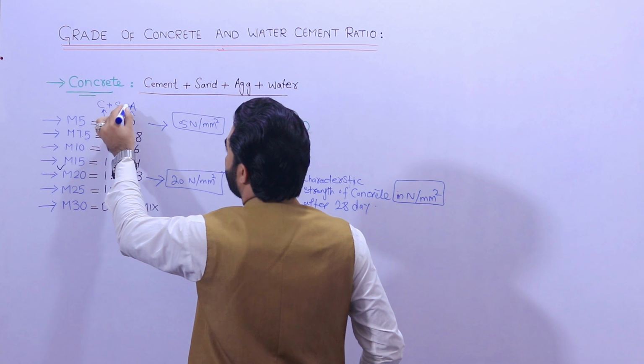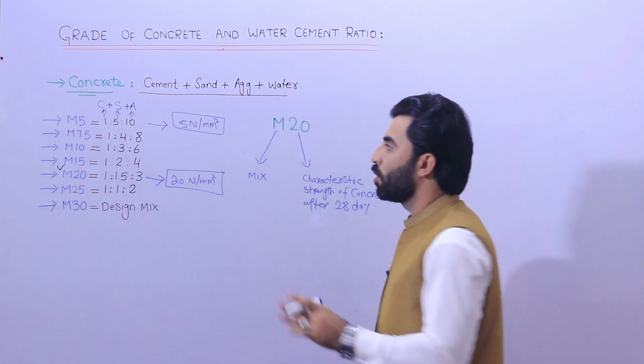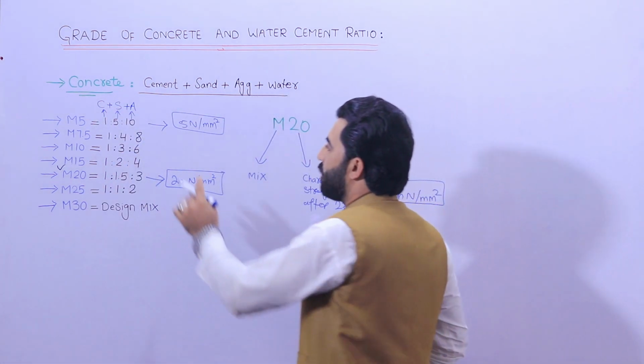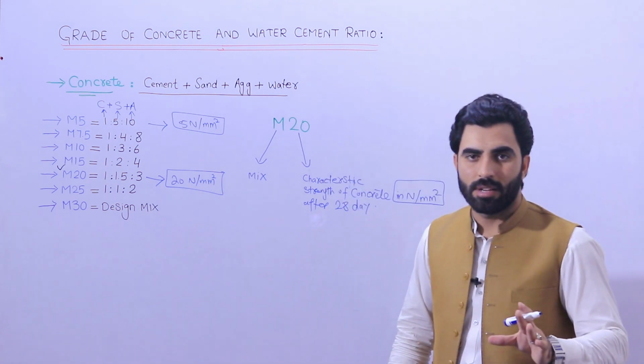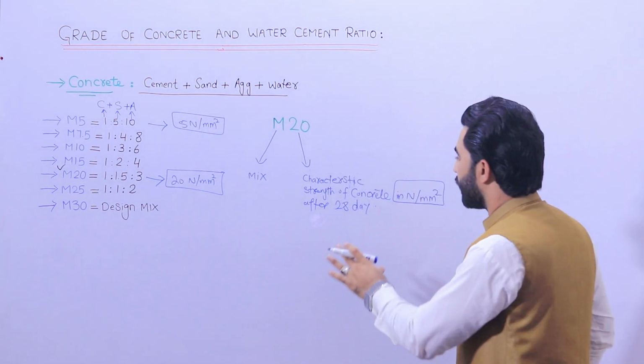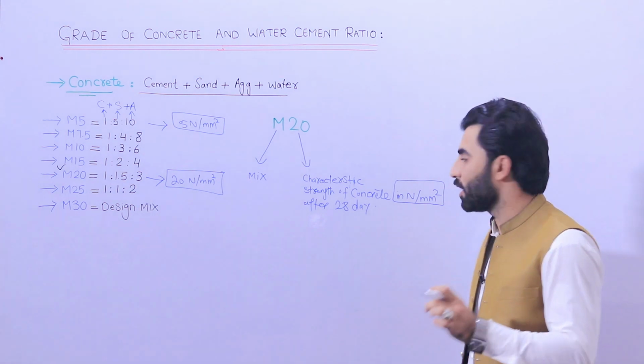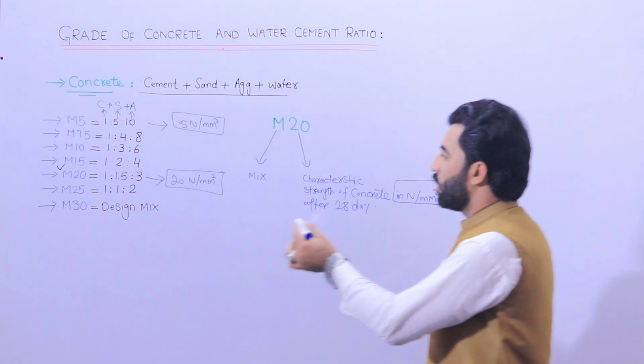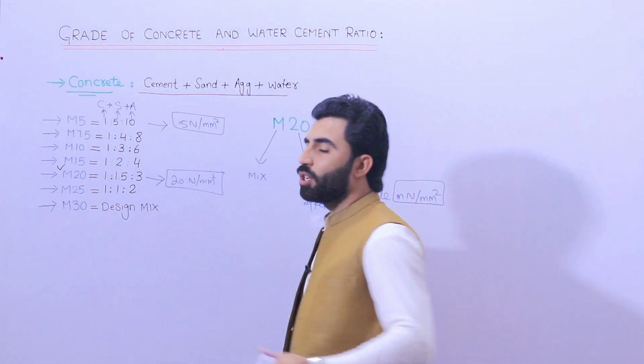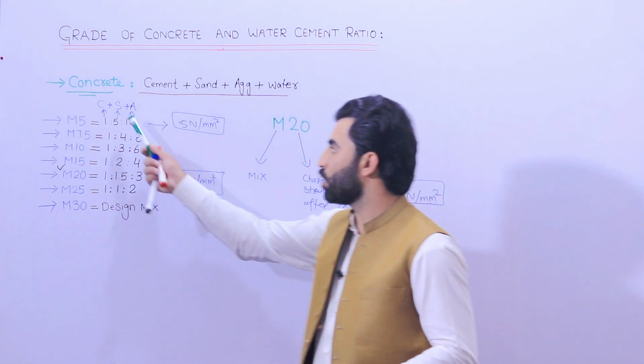When we add these materials with each other, including water, we will get the strength of concrete after 28 days. When 28 days are completed, we will get this strength, which is 20 or 5. So it depends on the ratio of concrete. These are the ratios of concrete.